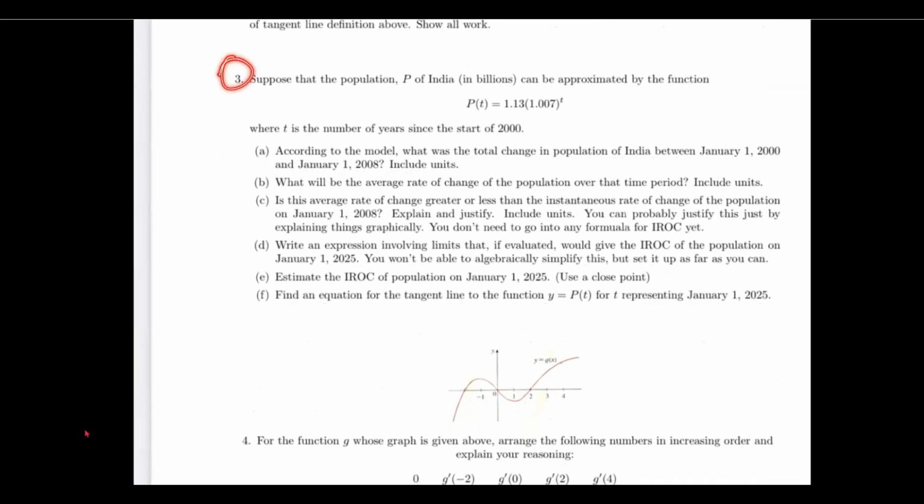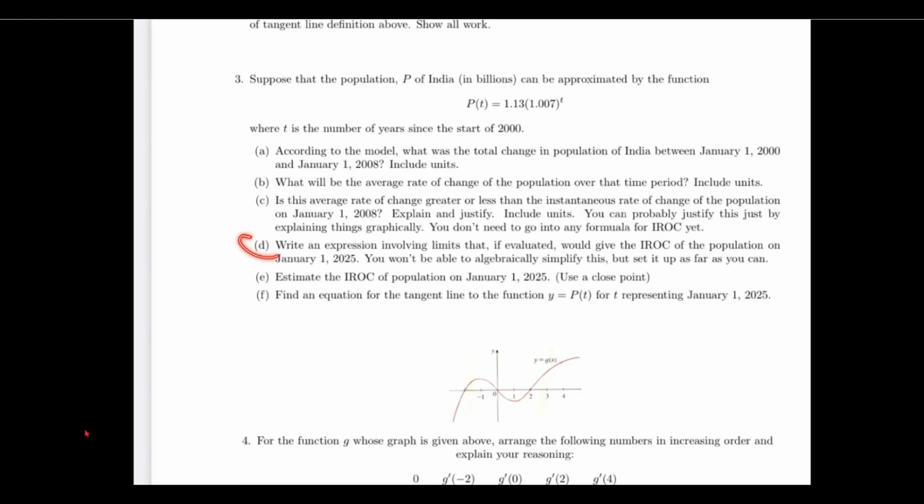Okay, problem number 3, we're dealing with the population of India, and we have this formula. This is an exponential formula. There's a series of questions that you're asked about it. And this is not bad, this is not bad. This one, part C, you probably want to think through what the graph of this looks like and why an average rate of change would be one thing and an instantaneous rate at a certain point would be either smaller or larger. But graphically, you can kind of reason out that one.